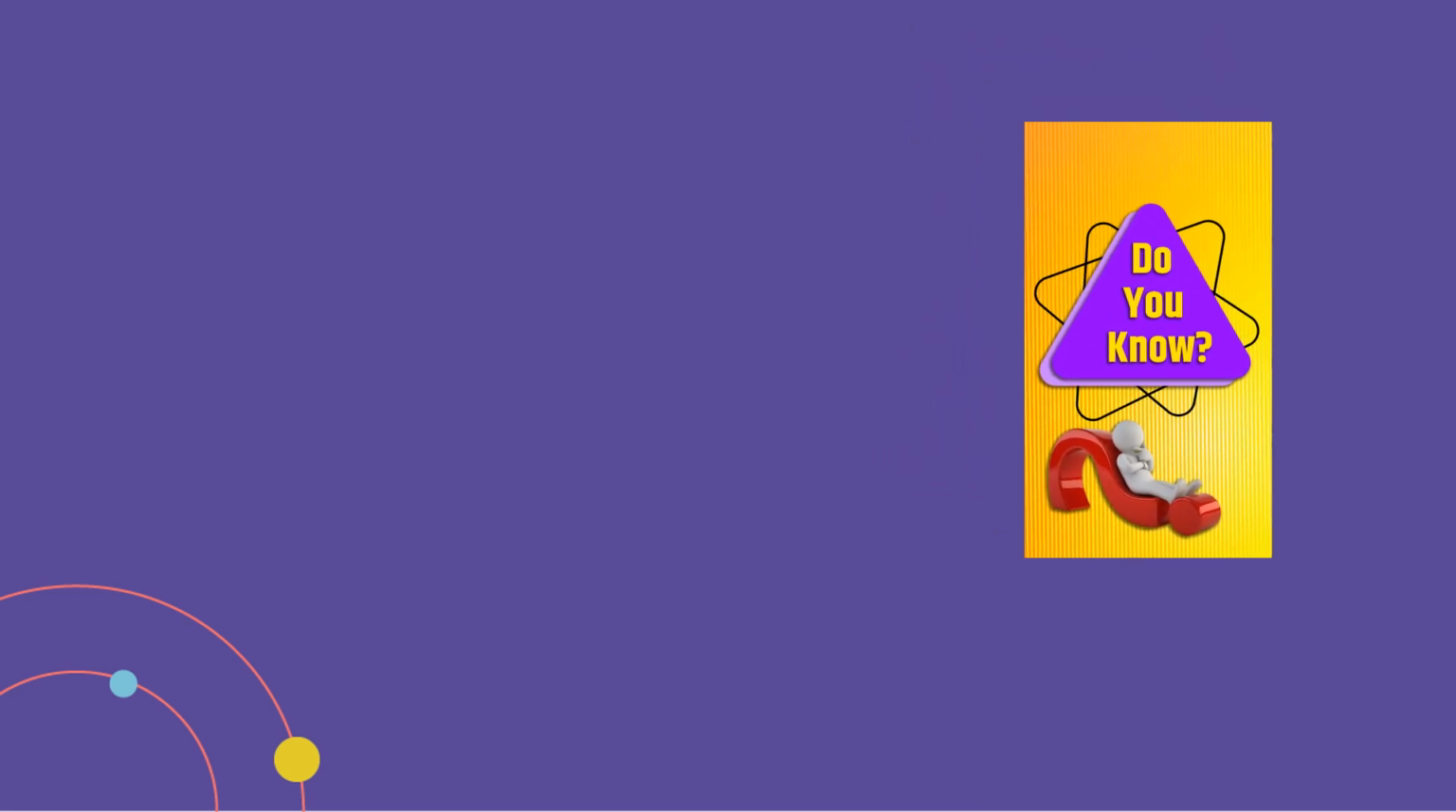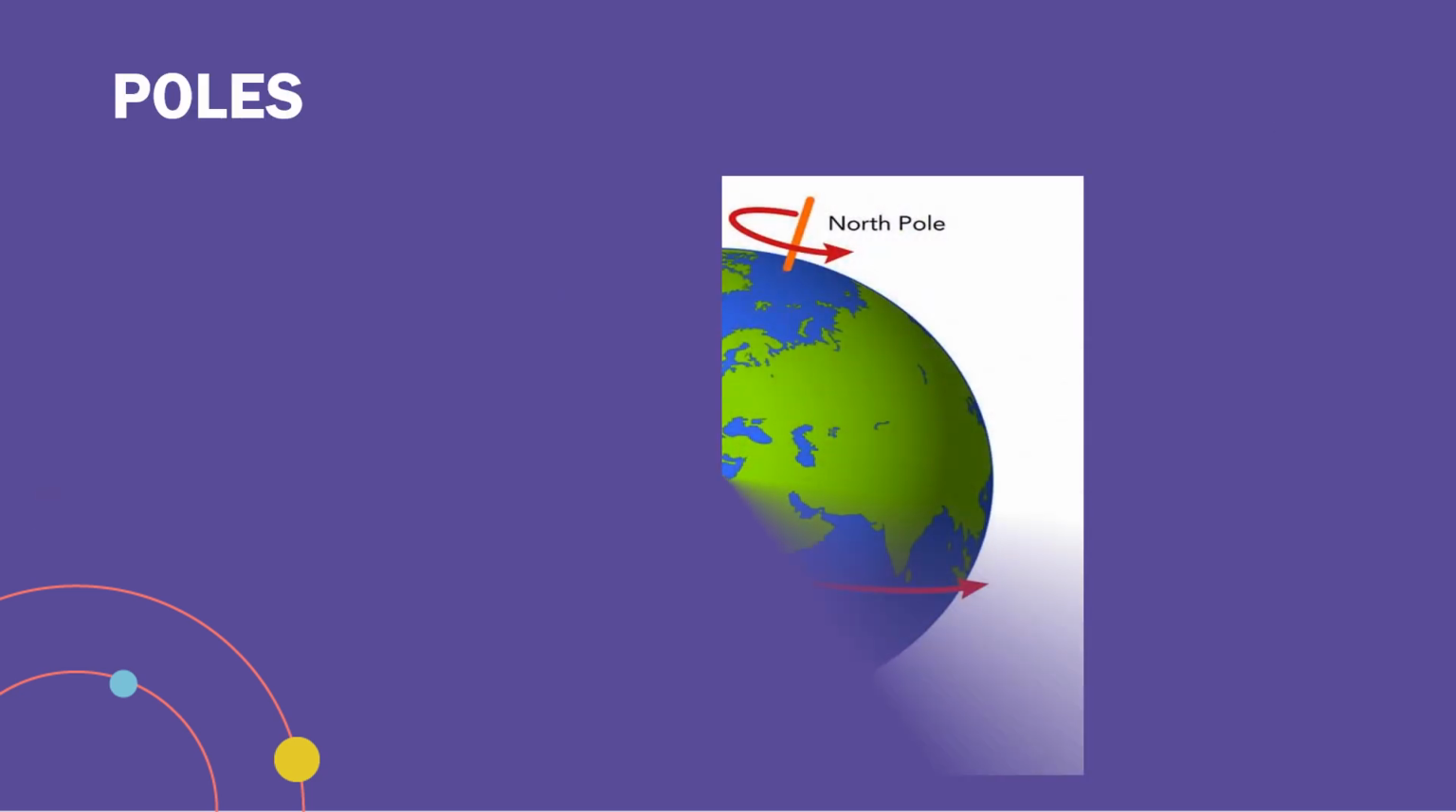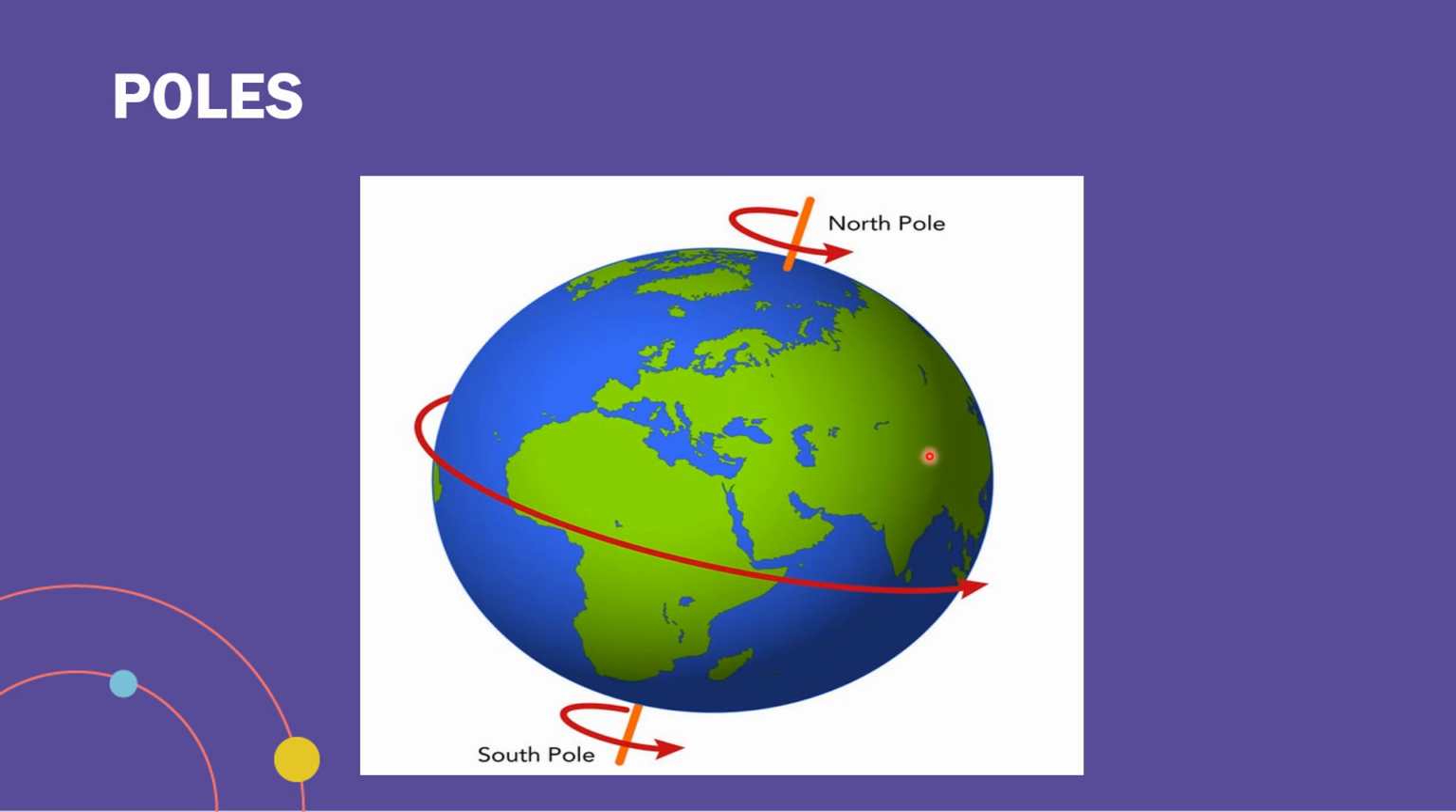So do you know, the two endpoints of the earth are known as poles? Top one is North Pole, bottom is South Pole. Can you see? These are two poles of the earth. North Pole lies at 90° north and South Pole lies at 90° south.